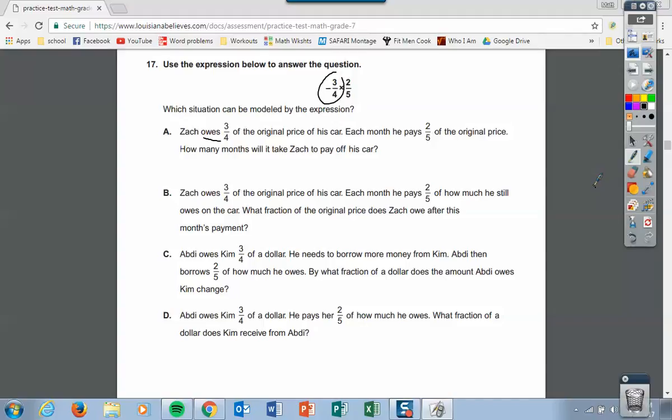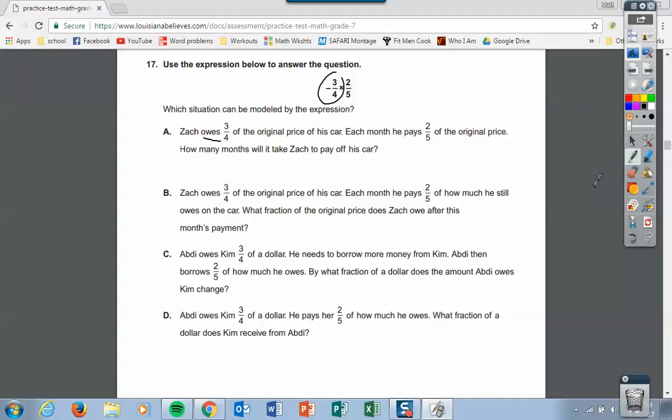Zach owes 3/4 of the original price. Each month he pays 2/5 of how much he still owes. What fraction of the original price? Abdi, that's an awesome name, owes Kim 3/4 of a dollar. He needs to borrow more money from Kim. Abdi then borrows 2/5 of how much he owes. And Abdi owes Kim 3/4 of a dollar. He pays her 2/5 of how much he owes. What fraction of a dollar does Kim receive?